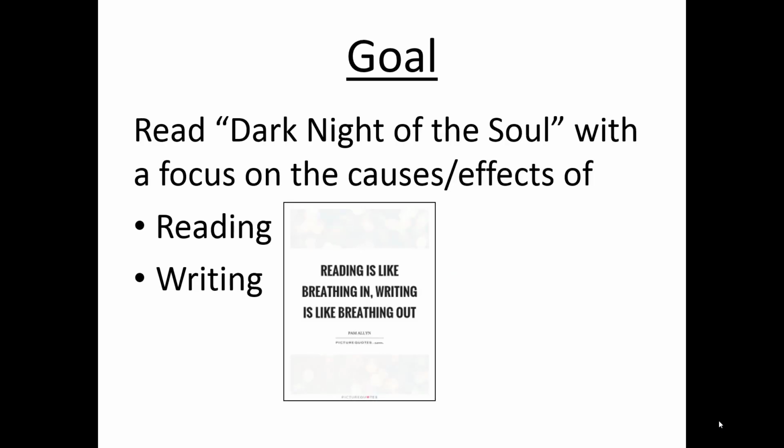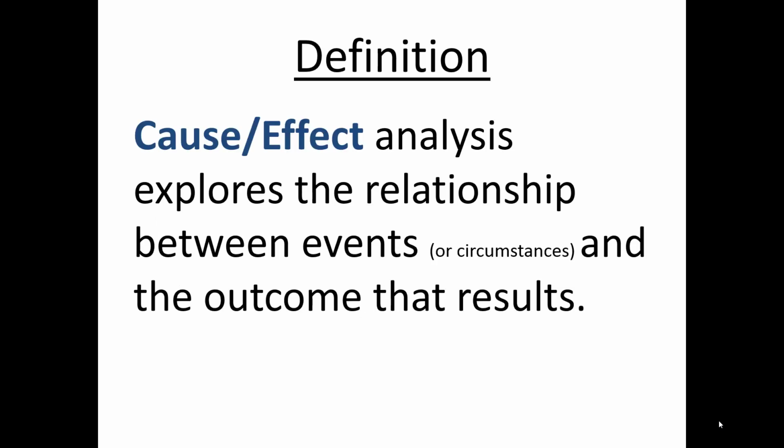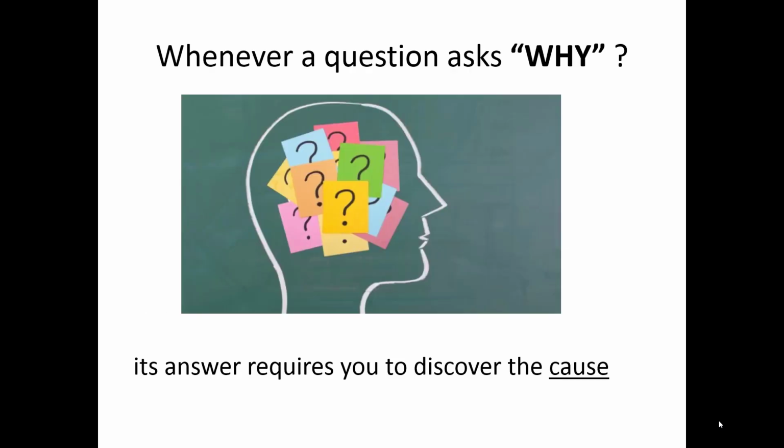The goal of the midterm is to be able to analyze Dark Night of the Soul with a focus on the causes and effects of reading and writing. A cause-effect analysis explores the relationship between events or circumstances and the outcome that results. So in this case, we're looking at the relationship between why people read and write, and what is the result of reading and writing. Whenever a question asks why, it requires you to discover the cause.